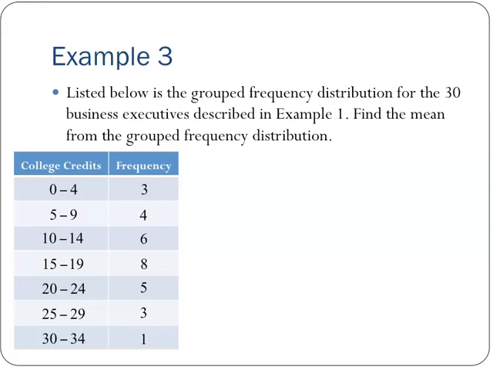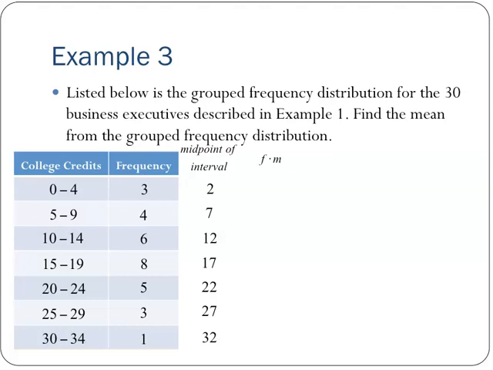So first, we're going to find the midpoint of each interval. From 0 to 4, the midpoint is 2. 5 to 9, that's 7. If you're not sure how to find the midpoint, the easiest thing to do is to simply add 0 plus 4, and then divide by 2. 5 plus 9 divided by 2, and so on. You'll notice that it simply goes up by 5. So next is 12, then 17, then 22, 27, and 32. Now we need to find the product of the frequency times the midpoint. So the frequency times the midpoint, that's what I have here.